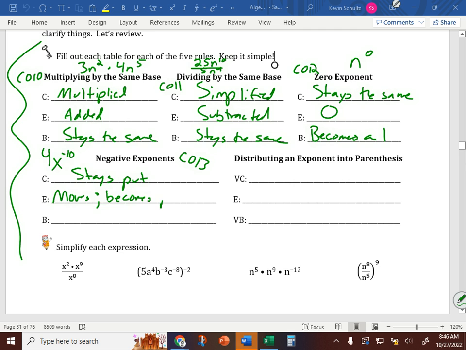If you want to expand on that because you don't know what moves means, like where does it move? It moves to the other part of the fraction. Okay, if it's in the numerator, it goes down. If it's in the denominator, it goes up, right? But it does become positive. Tristan? Yes, the base follows the power. And does the base change? No.